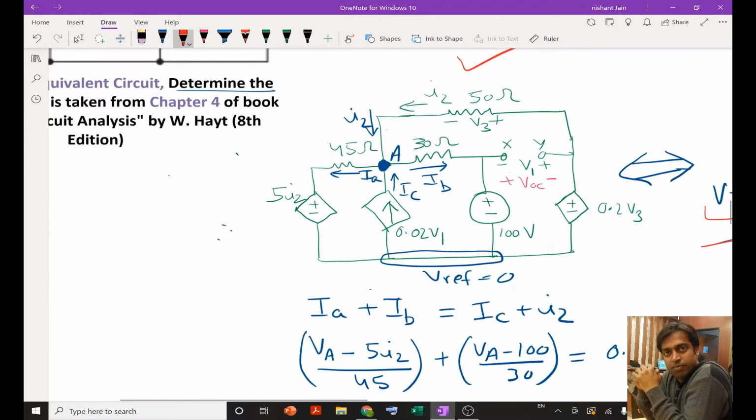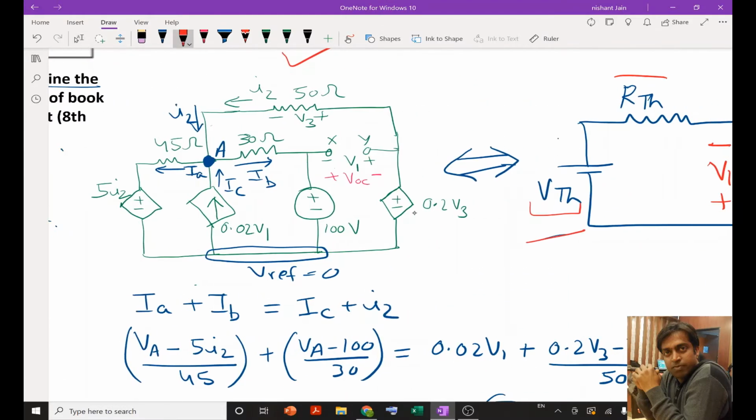So our first task will be to calculate the value of VTH. To calculate VTH, we simply remove the RL from this circuit and then determine this VOC. To determine the VOC for this circuit, we can use nodal analysis. If we apply nodal analysis at this particular node A, let us assume that there is a current flowing through 45 ohm.